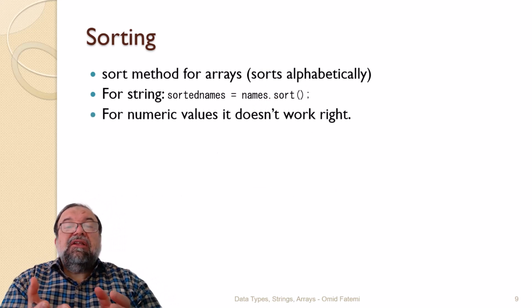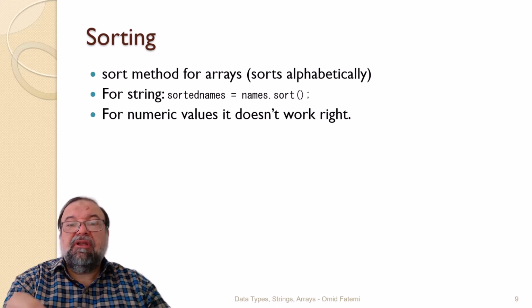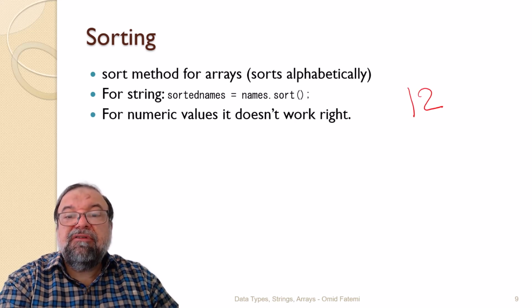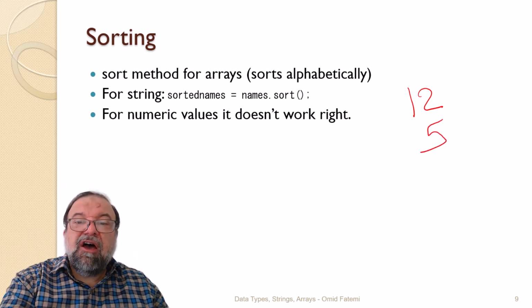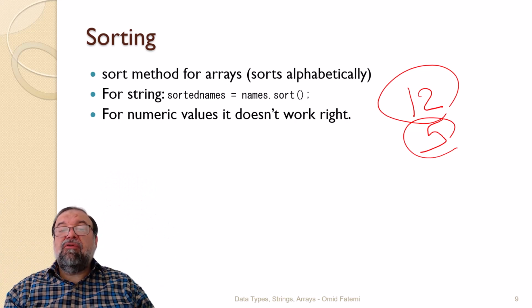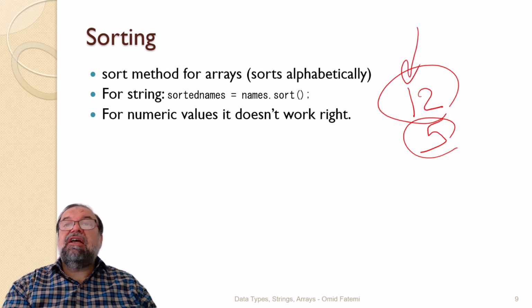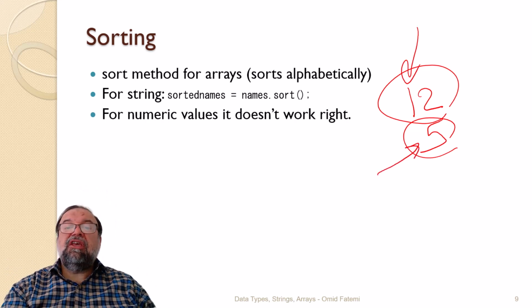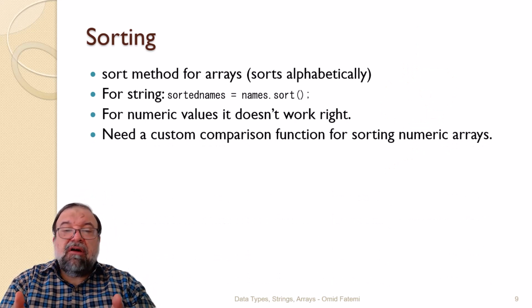But for numeric values, it doesn't work right because it sorts alphabetically. For example, when you have a number of 12, and also you have a number of 5, in numeric order 5 is less than 12, so it should be sorted first and then 12. But alphabetically 12 is less than 5 because it starts with 1, and 1 is less than 5 in alphabets.